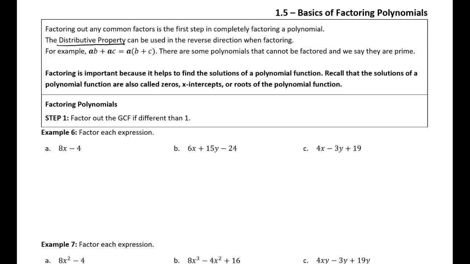Okay, so with all that, let's start factoring some polynomials. Well, the first step we're going to take in any one of our factoring problems is we're going to look for that GCF, if, of course, it's different than 1. Maybe they don't have anything in common, and that's okay. But I'm going to always look out for that GCF because it makes things nice and easier.